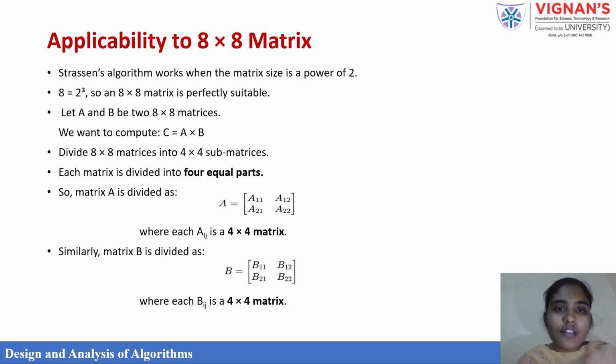Let us see how Strassen is applicable to 8 by 8 matrix. Strassen's algorithm works only when the matrix size is a power of 2. Since 8 is equal to 2 power 3, an 8 by 8 matrix is perfectly suitable for applying Strassen's algorithm. Let A and B be two 8 by 8 matrices. Our goal is to compute their product C equal to A into B. To apply Strassen's algorithm, we divide each 8 by 8 matrix into smaller submatrices. Specifically, each 8 by 8 matrix is divided into 4 4 by 4 submatrices. So, matrix A is divided as A11, A12, A21, A22, where each Aij is a 4 by 4 matrix. Similarly, matrix B is divided into B11, B12, B21 and B22, where each Bij is a 4 by 4 matrix.